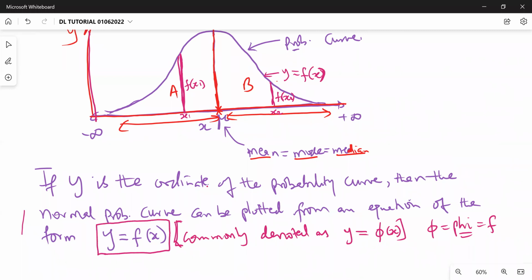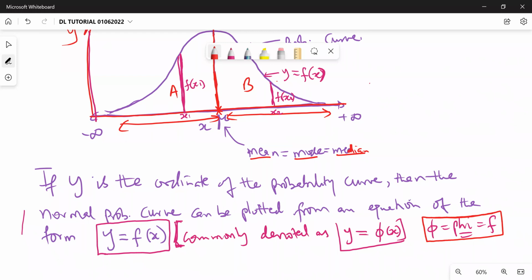You read this as y is a function of x. But in most textbooks, you will find that this is denoted as y is phi of x. So we use the Greek symbol phi instead of f. Phi is just the letter f from the Greek alphabet. So this statement and this statement are exactly the same thing. It's only that they're using different symbols.